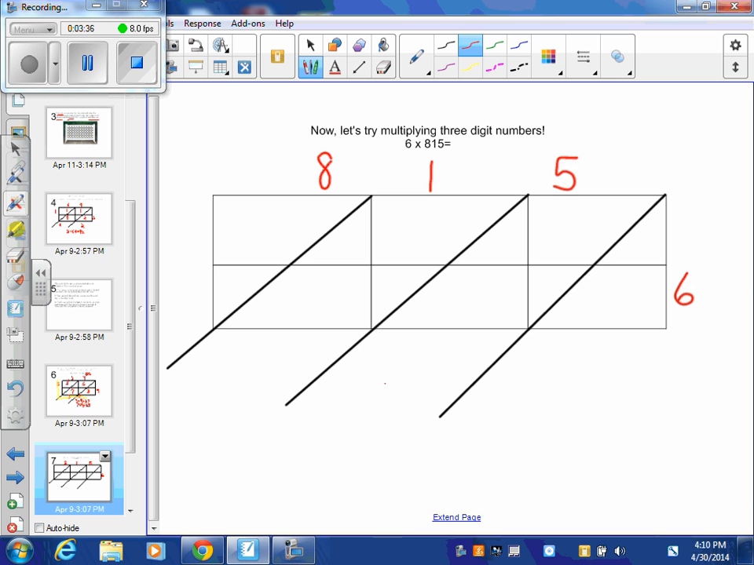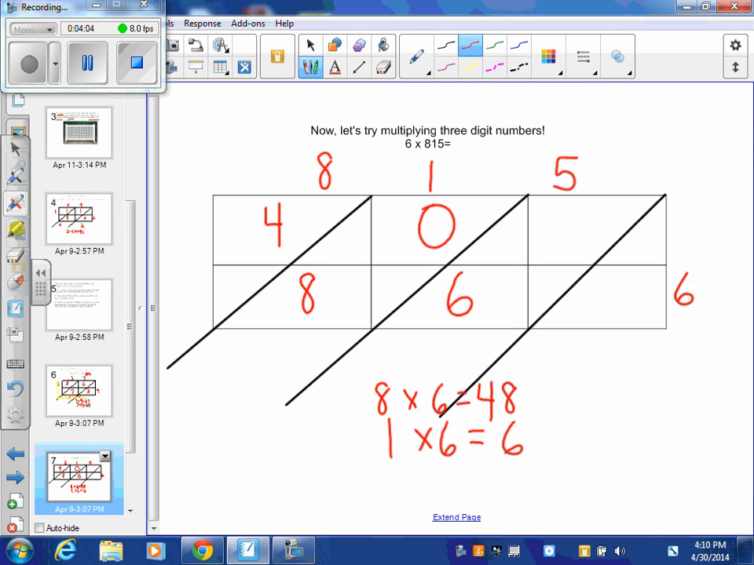Now we will multiply 8 times 6 equals 48. And place our 4 in the top, our 8 in the bottom. The next numbers we will multiply are 1 times 6, which have a product of 6. We place a 0 in the top to hold our place value and a 6 in the bottom square.